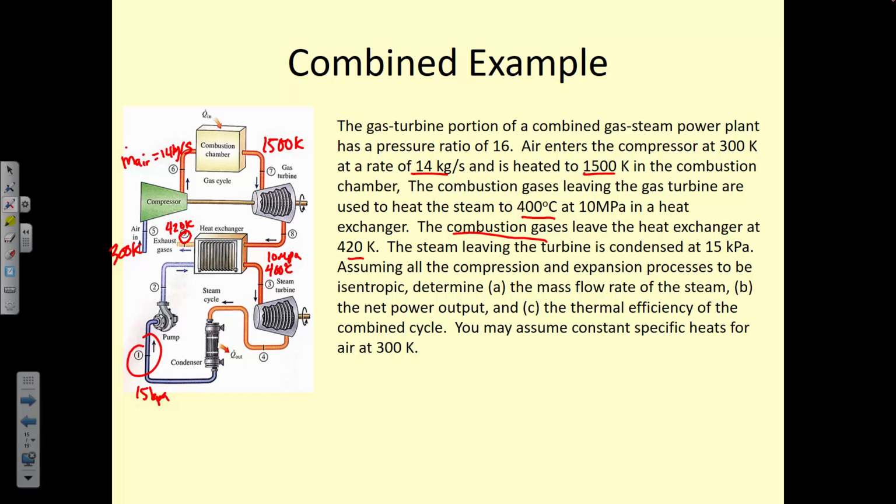Yes? Is that a typo? Because that means the air is leaving the heat exchanger at a much colder temperature than, yeah, I think it's Kelvin and Celsius. They put one when they meant the other. 420 K would be like 2. Well, but it's a cross-flow heat exchanger. So the steam can't leave the heat exchanger at a higher temperature than the combustion gases are entering it. Right?